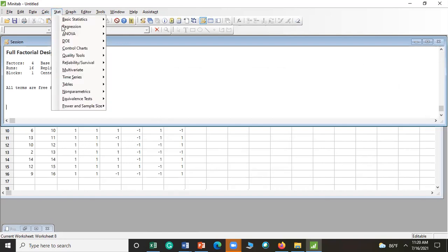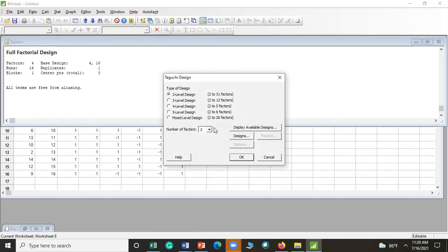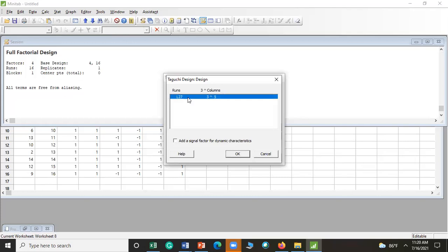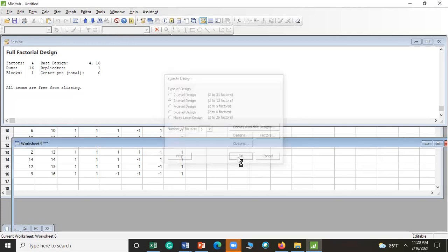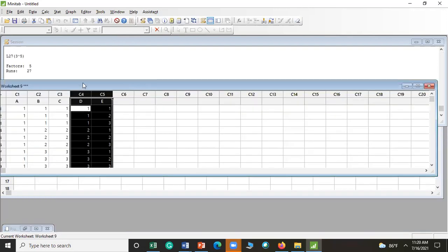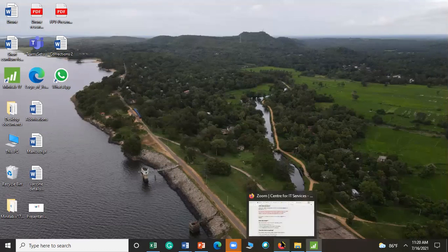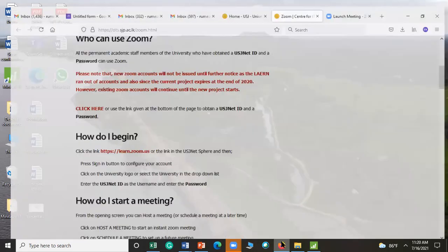It's very easy to get. If it is a Taguchi design, you can enter the number of factors, maybe 5, and at which level we are going to test, 3 levels. Then the design, L27. Then you can get the Taguchi design here. This is very easy. So you have permission to use this software. If you have it, you can use it. If you don't have it, please contact me. I will give you the software.